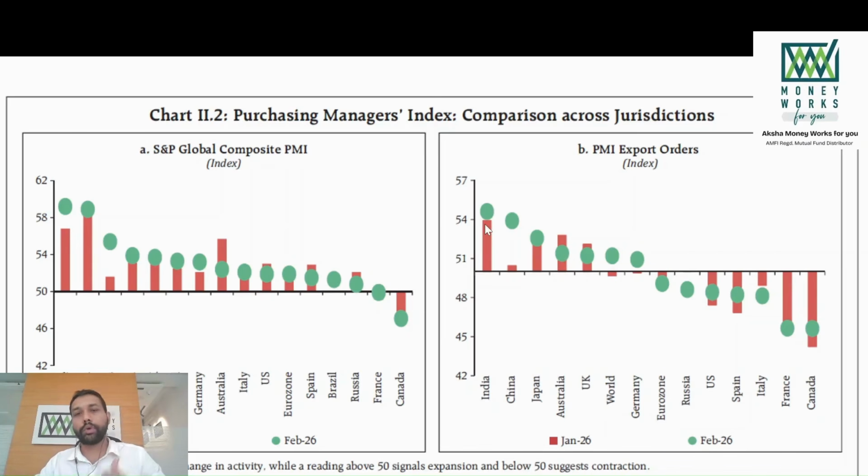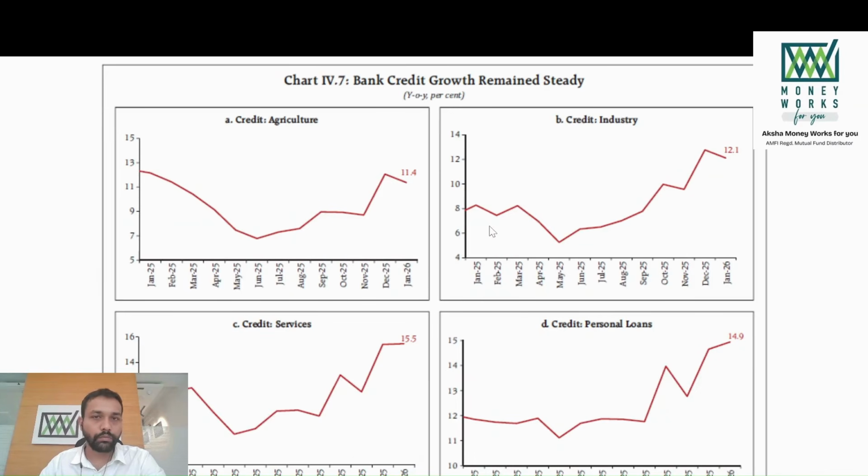The survey gives a positive sign for the export orders that are likely to come, and managers are feeling good about the export orders that could come in. So that is a positive sign.